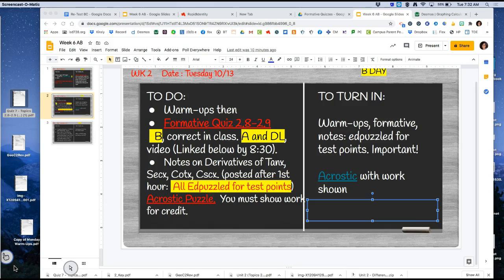So those of you at home, just find a blank sheet of paper, and this will be Edpuzzled with 4 test points. So make sure that you are listening.